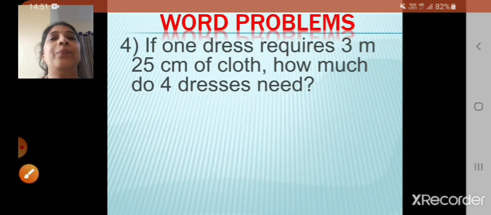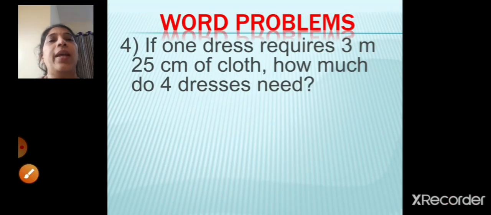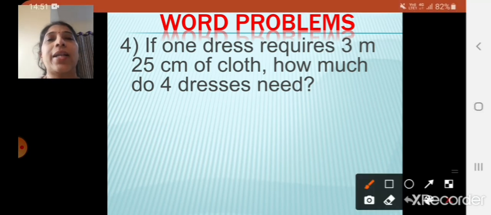Let's move to the fourth one. If one dress requires 3 meter 25 centimeter of cloth, how much do 4 dresses need? Right? Now here one dress requires how much cloth? 3 meter 25 centimeter. And like this you have to make 4 dresses. So 4 dresses will require how much cloth? That you have to find out.